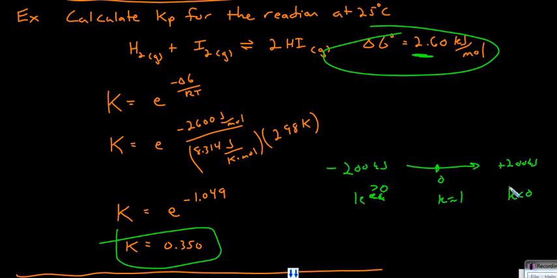You can see that as you go further from 0 to positive kilojoules per mole, the reaction becomes less and less spontaneous. The K value becomes smaller and smaller. We can see that there is a strong relationship between delta G and K. The more positive the delta G, the less spontaneous and the smaller the value for K.